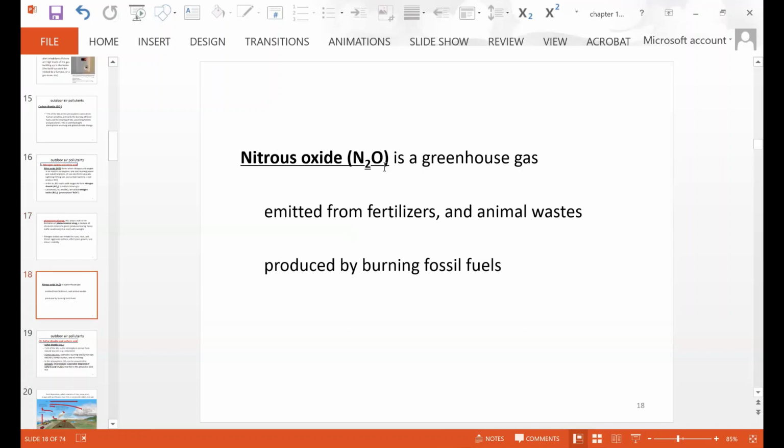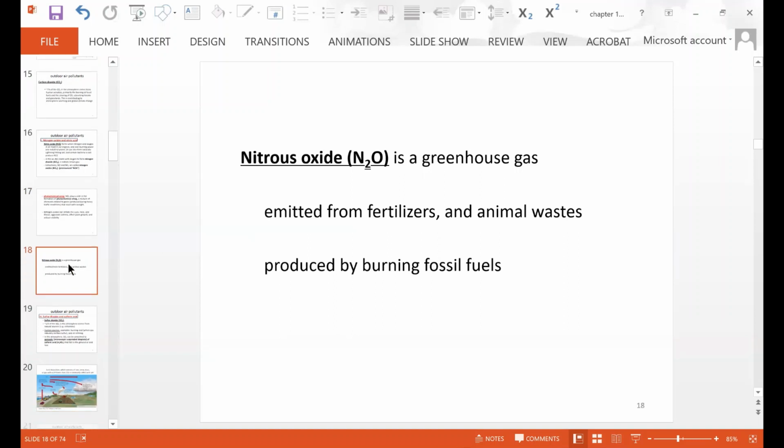Nitrous oxide, N2O, is a greenhouse gas that is emitted from fertilizers and animal wastes and is produced by burning fossil fuels.